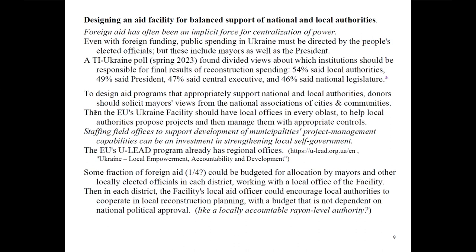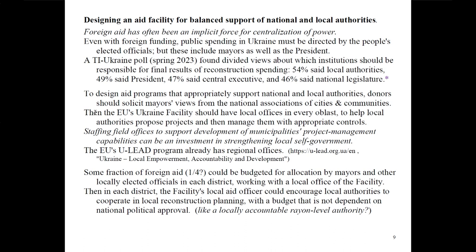A Transparency International Ukraine poll in the spring of 2023 found divided views about which institutions should have final responsibility for the results of reconstruction spending. The largest number, more than half, said local authorities. People evidently could check more than one box, meaning quite rationally that they wanted the responsibility for the aid to be divided among local government and national government. The president got almost a half. The central executive, which means the prime minister and his ministers, got a slightly smaller half, and then the national legislature got 46%.